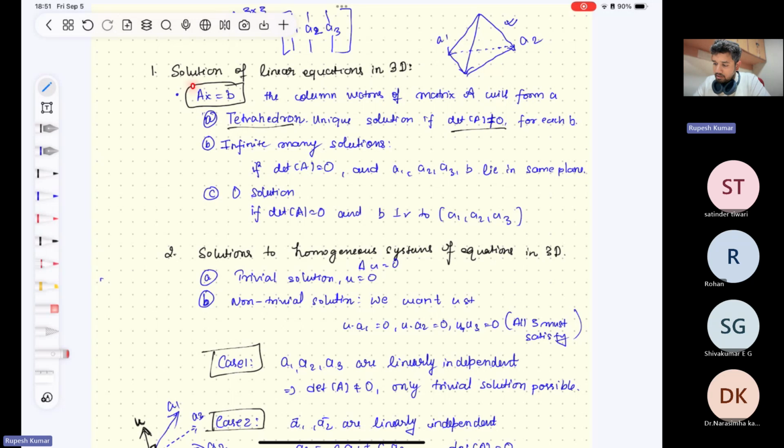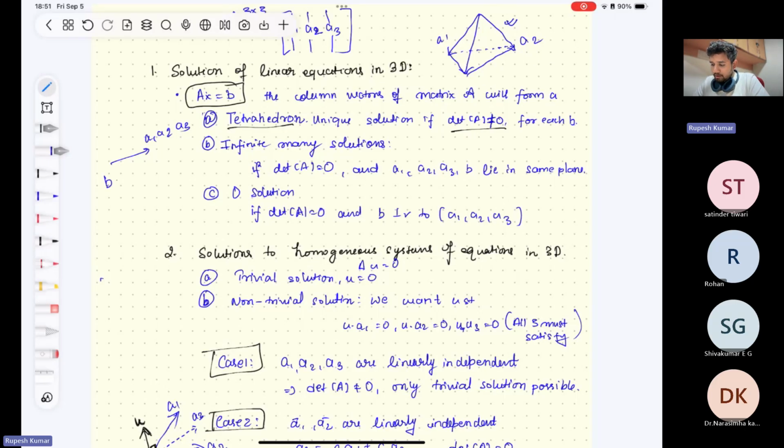AX equals B first, and then we'll go to homogeneous. For a matrix A with vectors A1, A2, and A3, they are linearly dependent. All three are along the same line, right? So in that case, are we going to get a solution or not? That I want to know. That depends on the vector B, right?